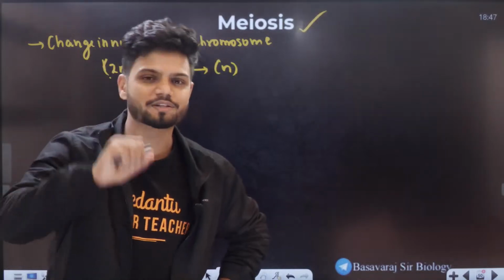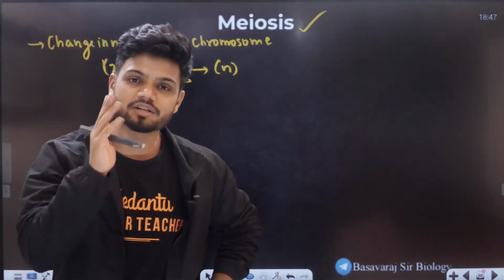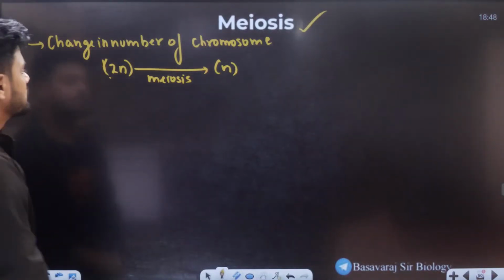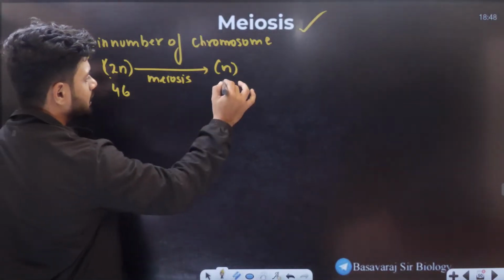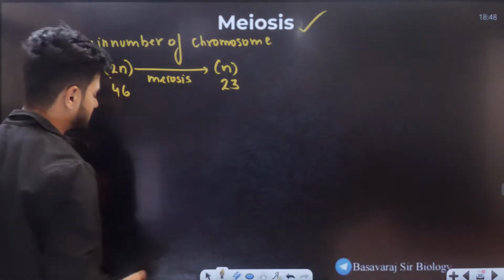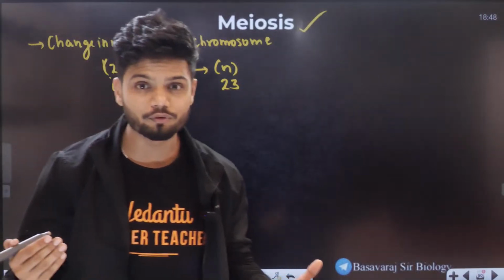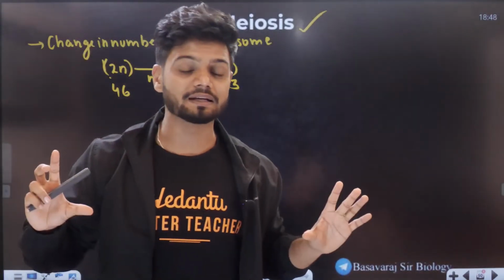I'll get to why it's called reduction division later on. A change in the number of chromosomes is happening here. 2n is becoming n. If there are 46 chromosomes here, there will be 23 here. Now I'll give you the entire overview of meiosis. Listen to me very carefully.